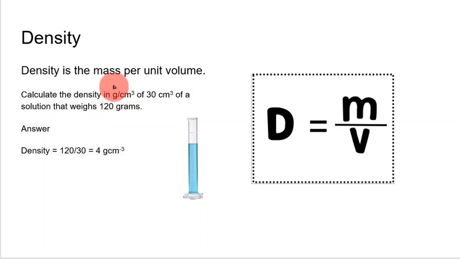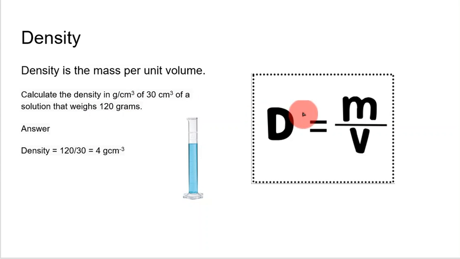Notice here that the unit of density takes into account the grams, the mass part, and the cubic centimeters take into account the volume part. So it tells us that we have 30 cubic centimeters or 30 mils of a solution that weighs 120 grams. Another way to think about it is that in 30 mils of volume, we have 120 grams of mass. Okay, and that essentially is the definition of density.